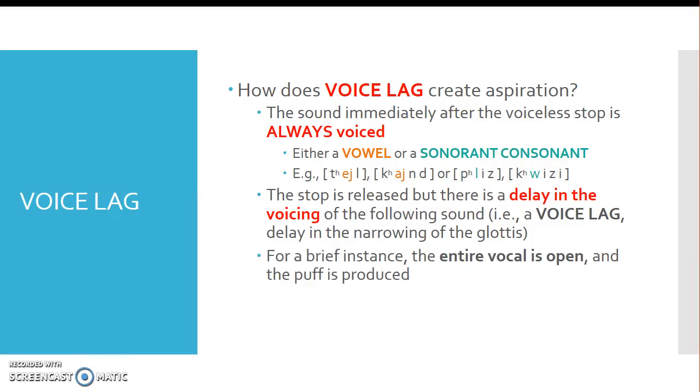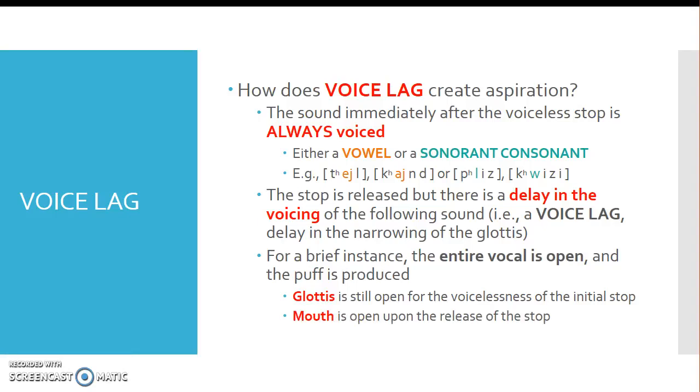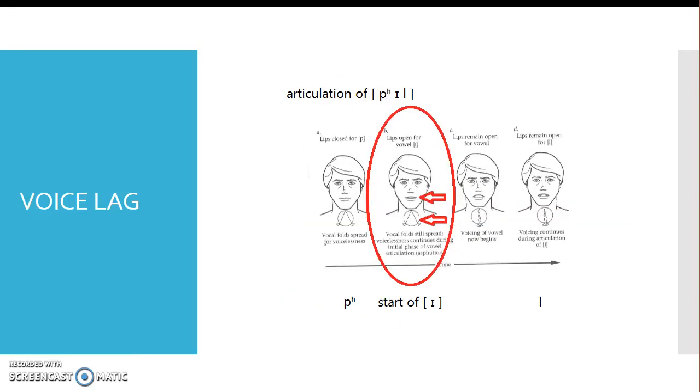So for a very brief moment in time, the whole vocal tract is wide open because you've released the stop, so you've opened up your mouth, and the glottis is still open for the voicelessness of the stop. So you have not narrowed the glottis yet. The mouth has been opened up from the stop, so the whole vocal tract is open, and you get this brief moment where the air can just shoot right through from your lungs out your mouth, and you get this puff.